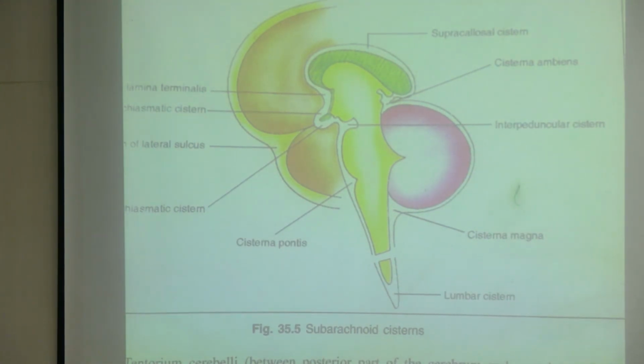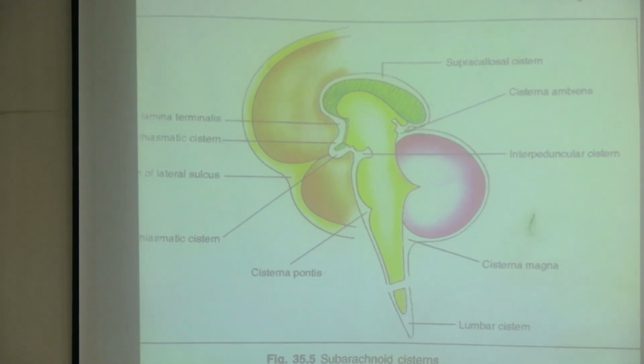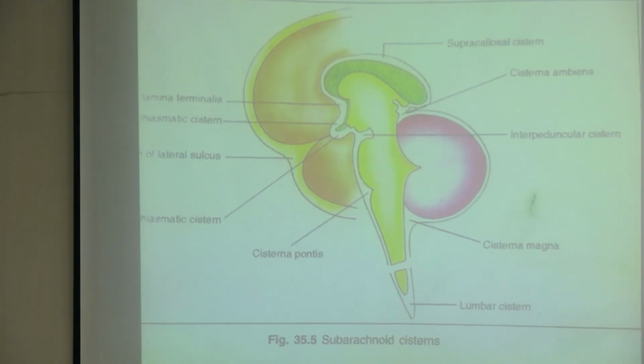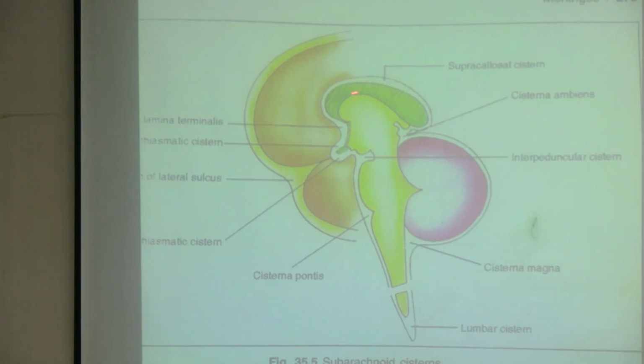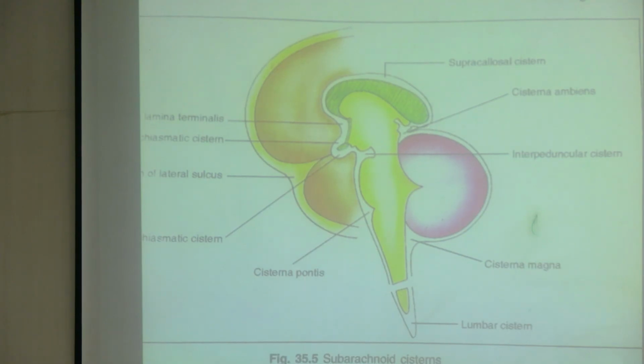Now, look at this picture, the brainstem. Brainstem consists of midbrain, pons and medulla oblongata. Here you see, this is the midbrain, this is a small area, then pons, then medulla oblongata, right? Now this part is known as corpus callosum.